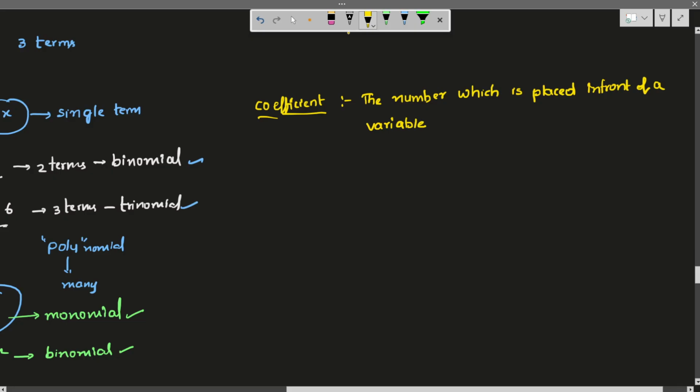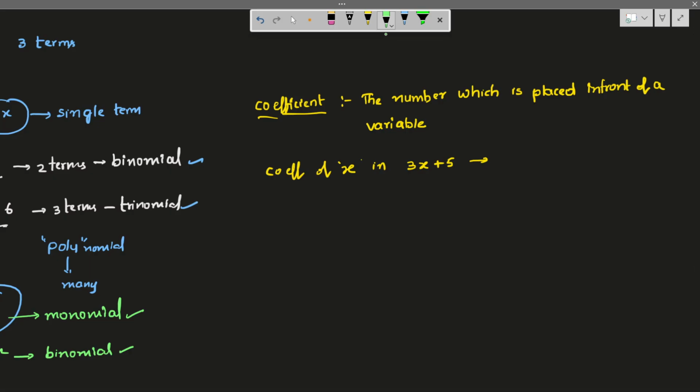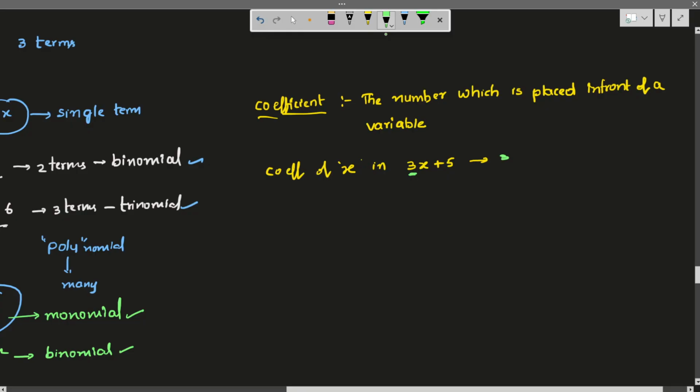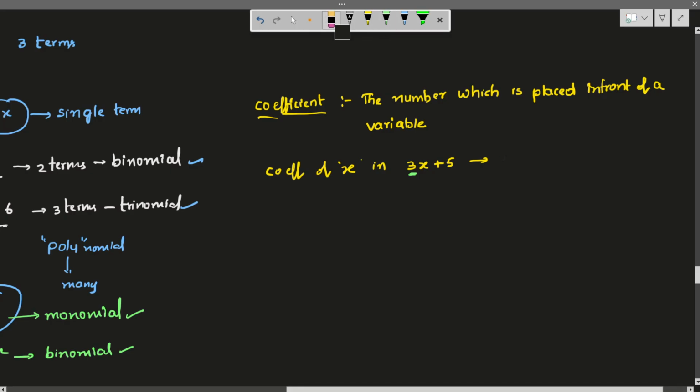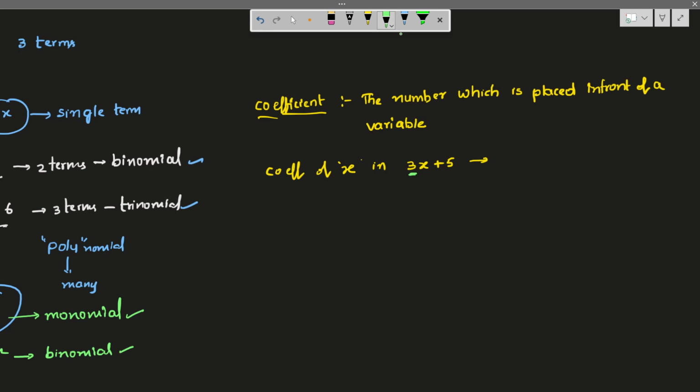For example, what is the coefficient of x in the equation 3x plus 5? The coefficient of x is the number sitting in front of x, which is number 3. That's it. That is the answer.